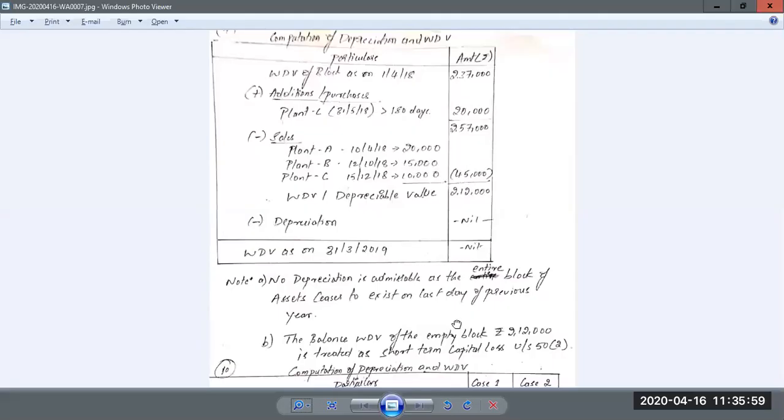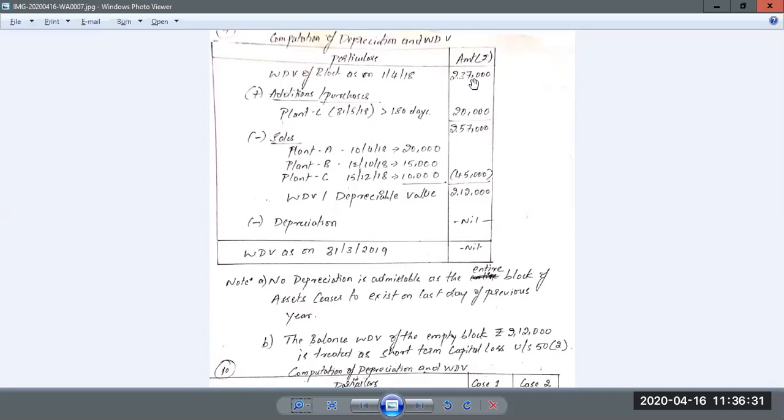Now how do we start this problem? We have to start with the written down value of the block of assets on 1/4/2018, which is 2,37,000. Then, once we start with the opening WDV of the block as on 1/4/2018, which is 2,37,000, we have to add purchases made during the previous year. Now in this problem they have purchased plant C on 31/5/2018. That means it will be put to use for more than 180 days, since it is purchased in May and not after October, and the amount which they have given is 20,000.